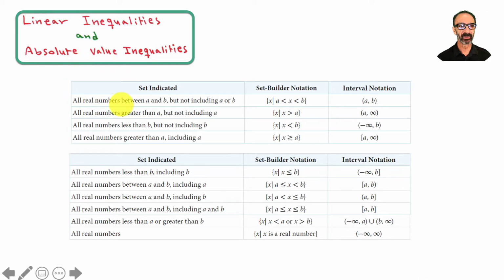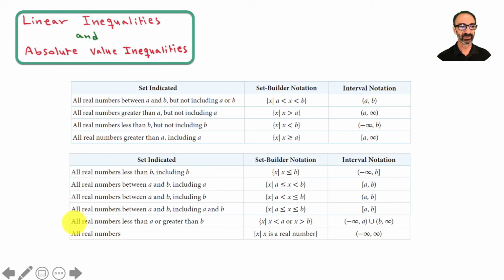The first one says all real numbers between a and b, but not including a or b. x such that x is greater than a and x is less than b. In interval notation, we just write open parentheses from a to b. If it says all real numbers greater than a, including a, we say x is greater than or equal to a, and we have the closed bracket right here at a all the way to infinity. Of course, for infinity we can't use closed brackets because infinity is not a number to be pointed to or included.